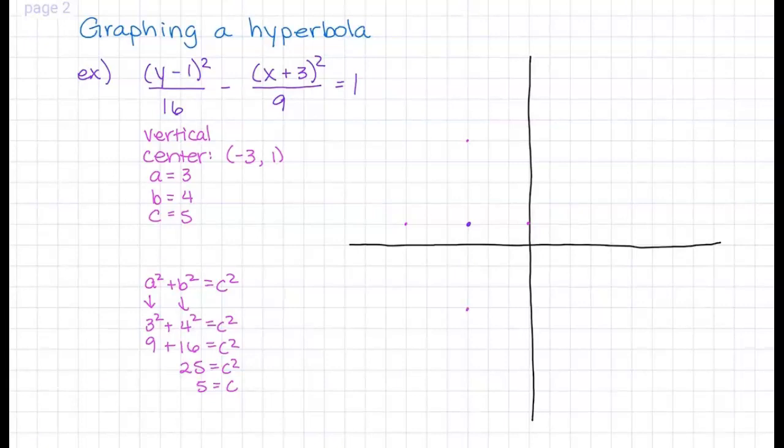And then this is a strategy that's commonly used. We're going to draw a rectangle that goes through those points. I'm going to highlight those points, make them a little bigger so that we'll still be able to see them when I draw this rectangle. This rectangle is not actually part of the hyperbola. It's just going to help us draw it. So I'm going to draw that in with dotted lines.